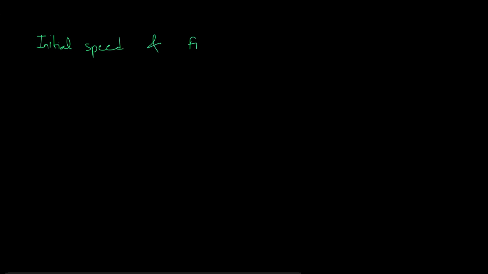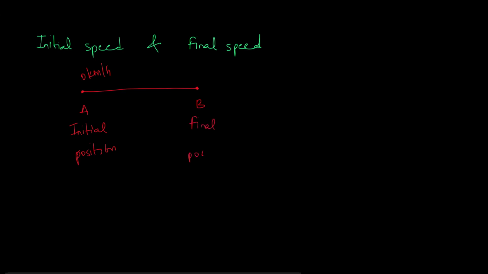Suppose there is an object moving from position A to position B. Where is it starting? It is starting from position A, so I say this is my initial position. If I say it has 0 km per hour, and this is my final position where it is ending. So initial is where it is starting and final is where it is ending.